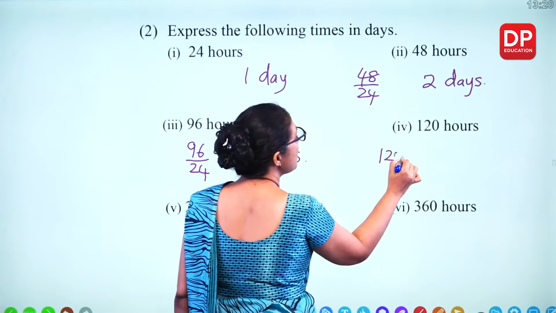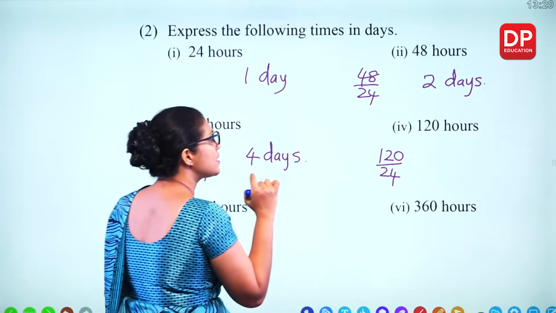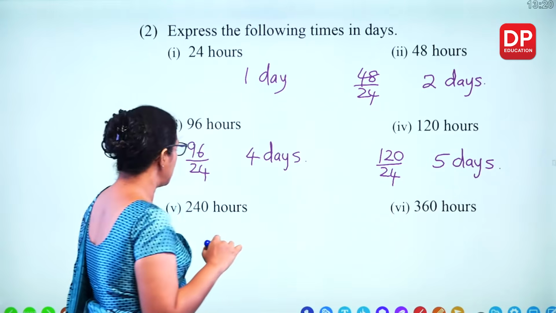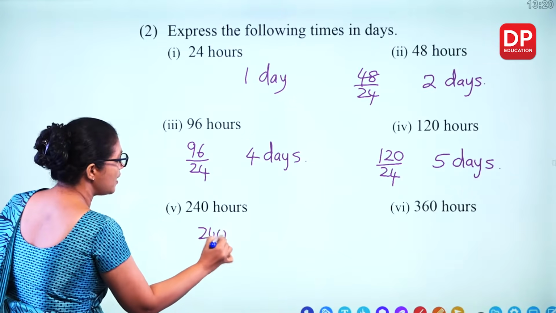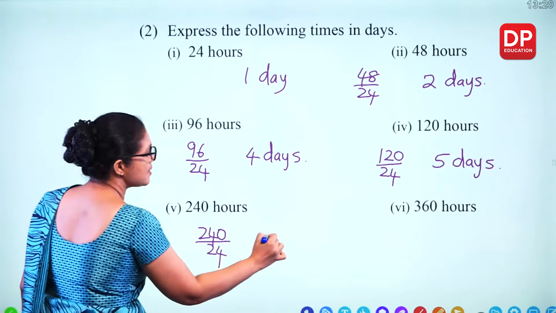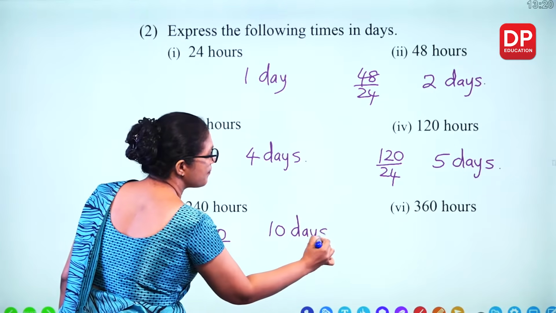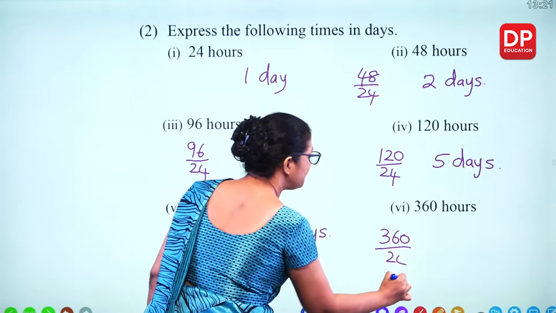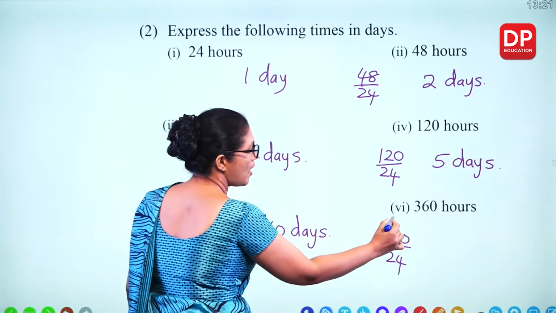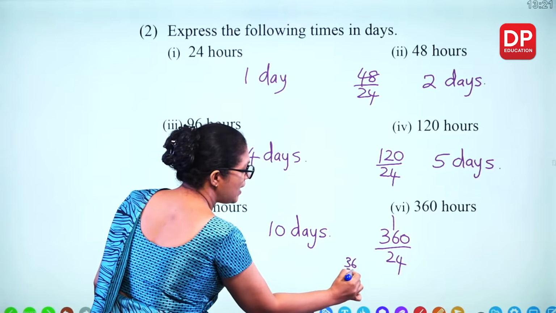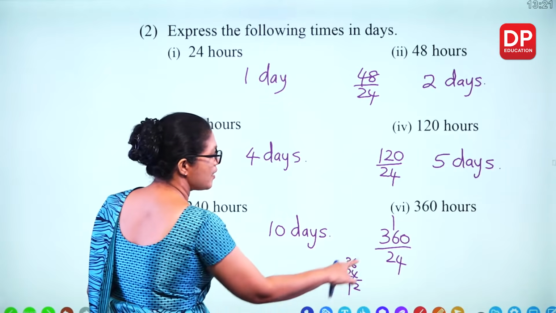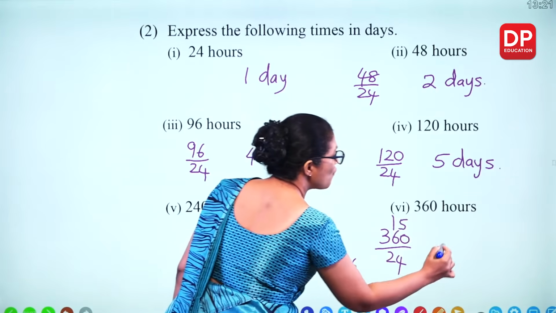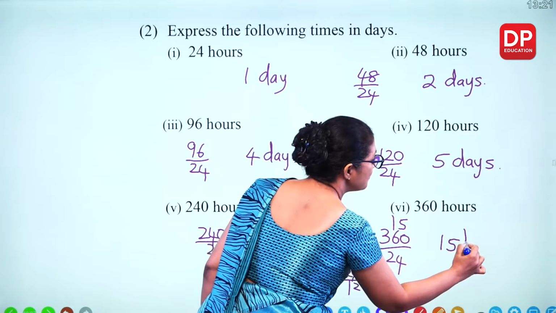120 divided by 24. You get 5. 5 days. 240 divided by 24. That's 10. So you get 10 days. And 360 divided by 24, you get 1 for 24, and what's remaining? You get 120. That's 5. So 15 days are there.